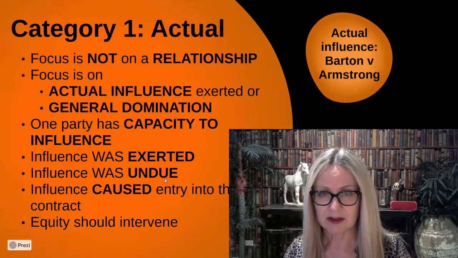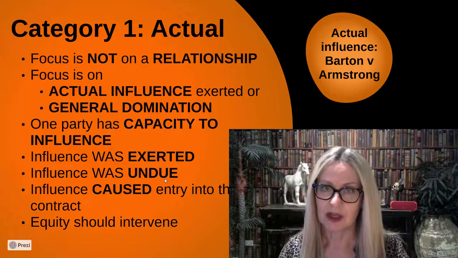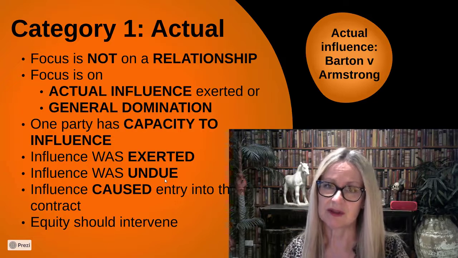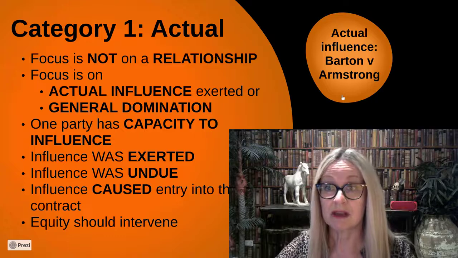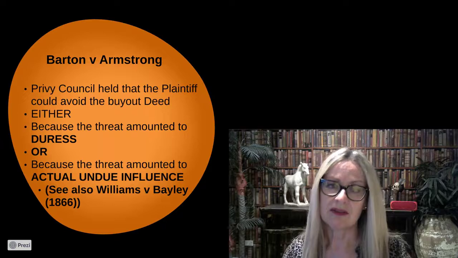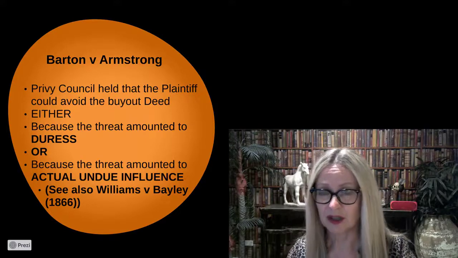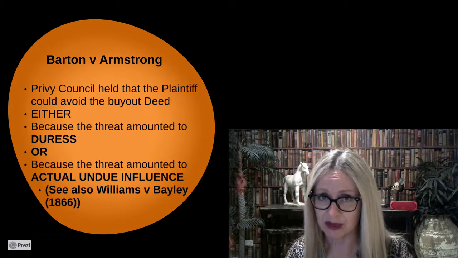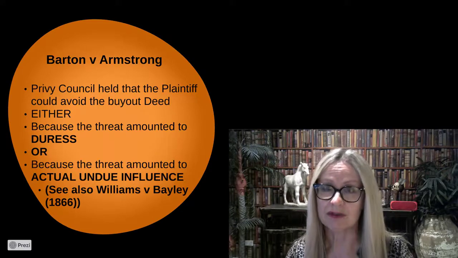Interestingly, having led you all up the garden path to convince you that the actual undue influence vitiating factor is very similar to duress, they were argued in tandem in the Barton and Armstrong case that we looked at in video 2. So in that case, the Privy Council held that the plaintiff could avoid the buyout deed. It was voidable, either because the threat amounted to duress or because the threat amounted to actual undue influence.